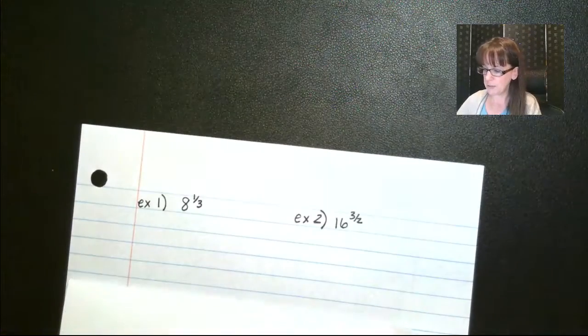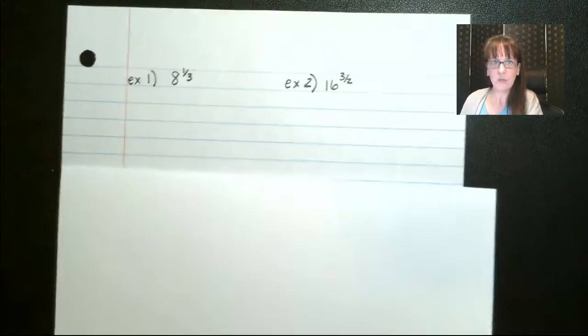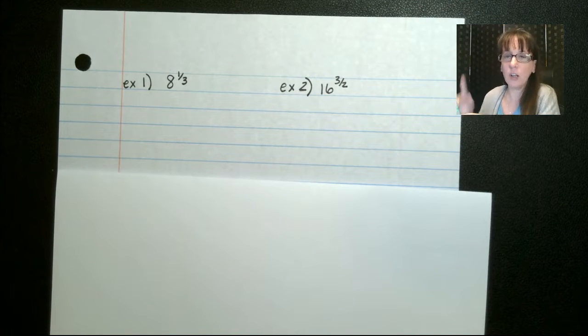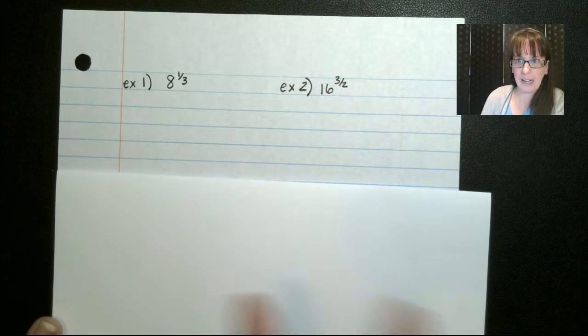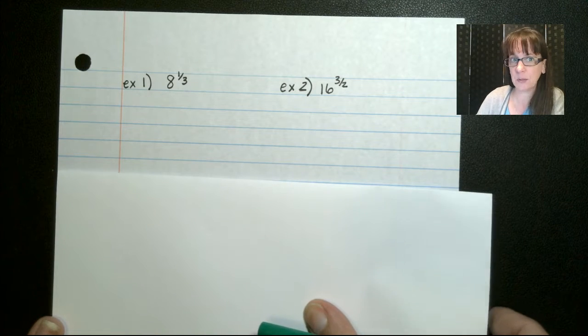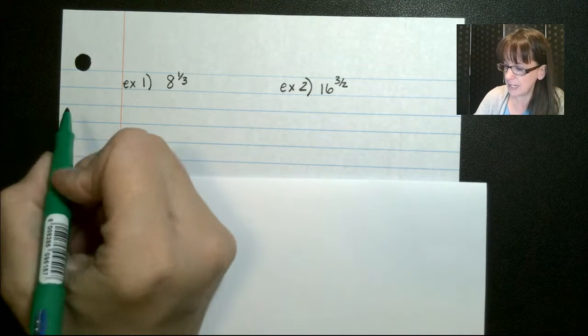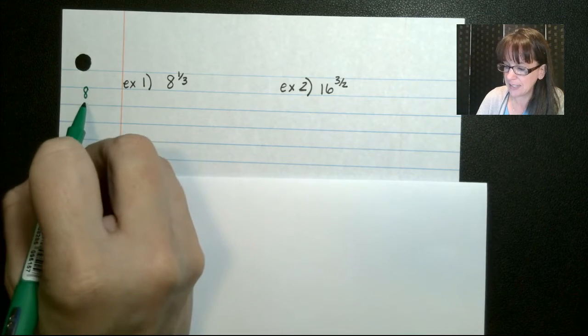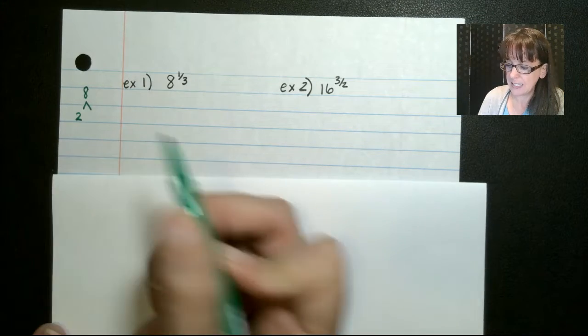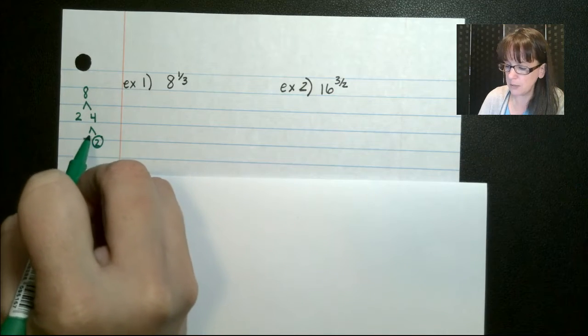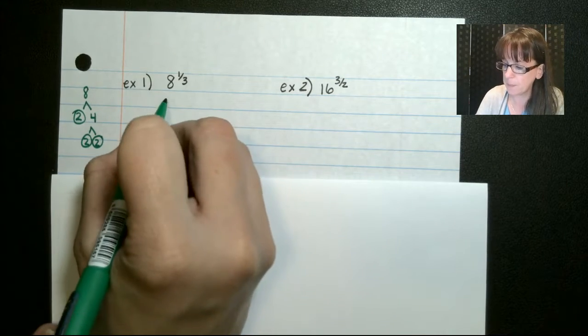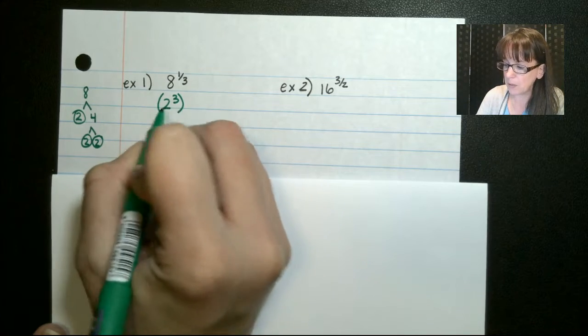Okay, so let's talk about these guys. For our first example, this is what I mean by friendly numbers. I look at 8 and I think, oh, that's a friendly number. It's 2 to the third power. If you haven't yet figured that out or learned that, that's okay. What you can do instead is break 8 down into 2 times 4, and then 4 can be broken down into 2 times 2, and you'll see we have 2 to the third power. So 2 to the third power to the 1/3 power.